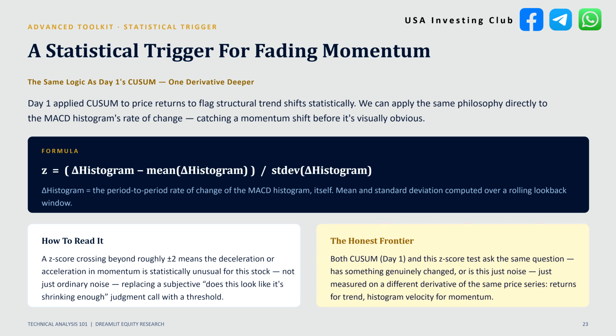The honest frontier to acknowledge here. Both QSM from day 1 and this z-score test are asking the exact same underlying question. Has something genuinely changed, or is this simply noise, just measured on a different derivative of the same underlying price series? QSM measures it on returns. This measures it one layer deeper, on the momentum of momentum itself.